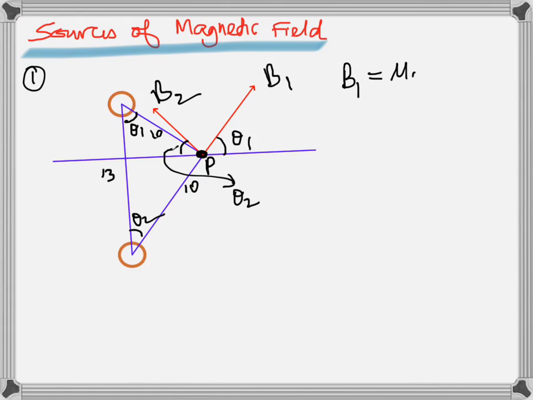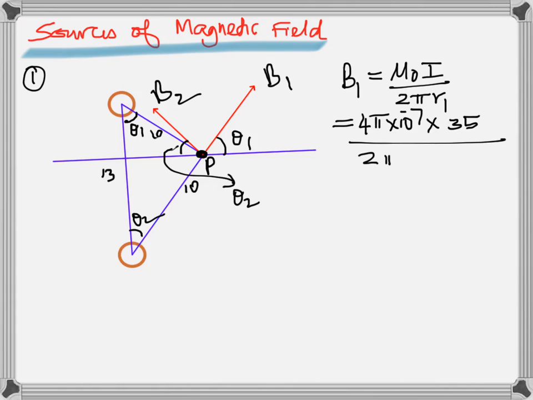B1, what's the formula for magnetic field by a straight conductor? mu naught by 2 pi, I by r, isn't it? Okay. So you calculate that, put that in. 4 pi times 10 to the negative 7 times the current carried, 35, divided by 2 pi times the distance, 6 centimeter, which is 0.06. And when you calculate, you should get 1.17 times 10 to the negative 4 Tesla.